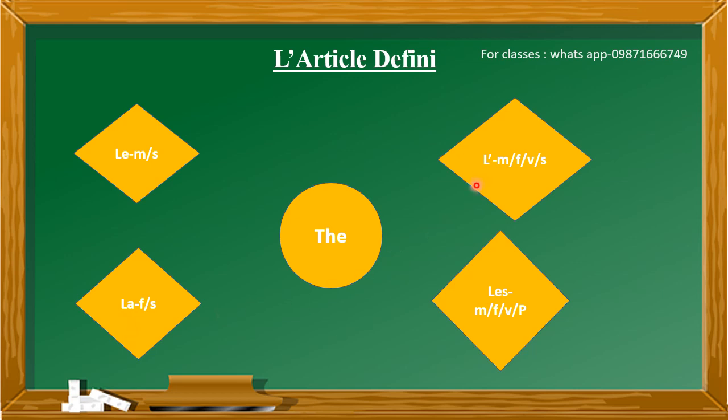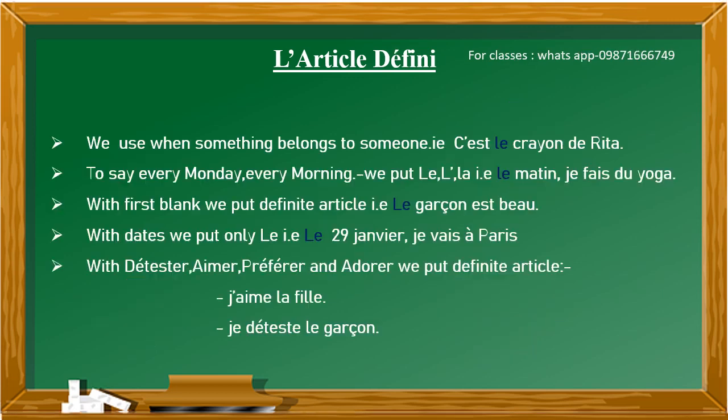L' we use whenever the word is starting with a vowel. It should be singular. L'homme, l'école. And we use les whenever the words get plural, and they can be consonant or vowel starting, but it should be plural. We use les. For example, les hommes, les oeufs, les femmes.